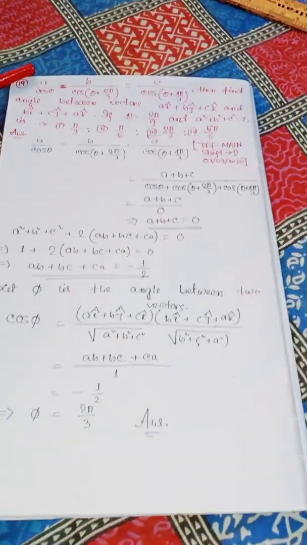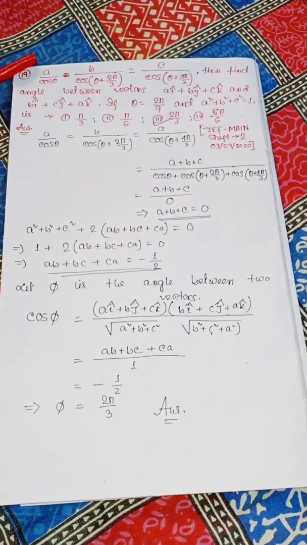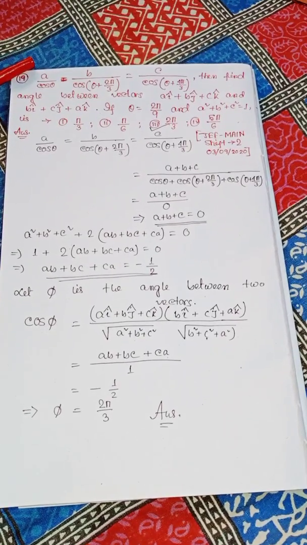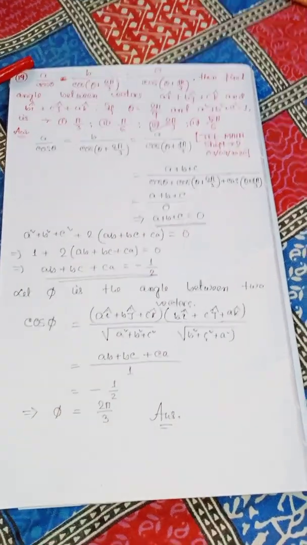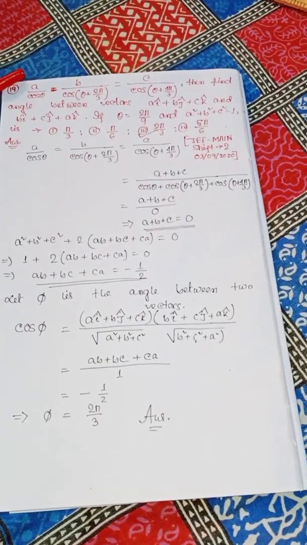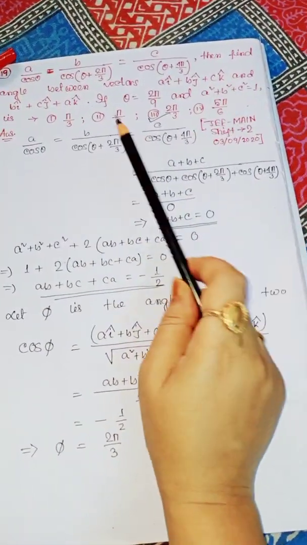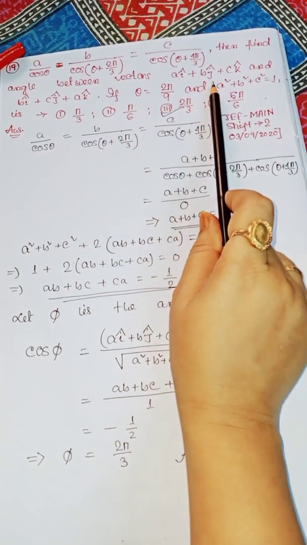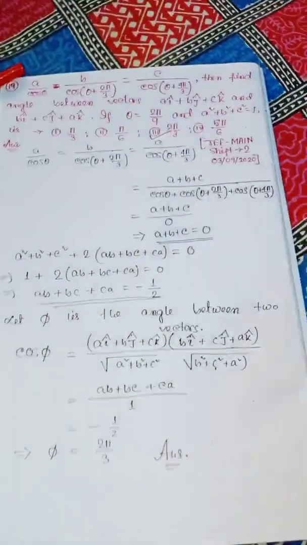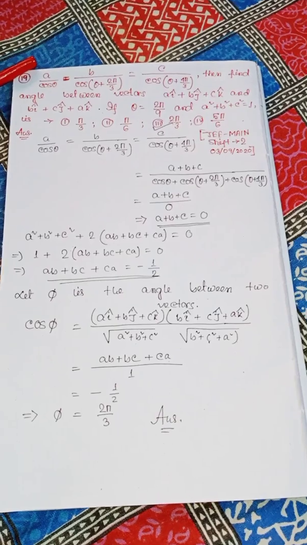So here is the whole solution. I think it is a moderate type of question. Most of the students may be confused, because the trick here is the angle between the two vectors. This line may confuse most of the students. So here is the whole solution.